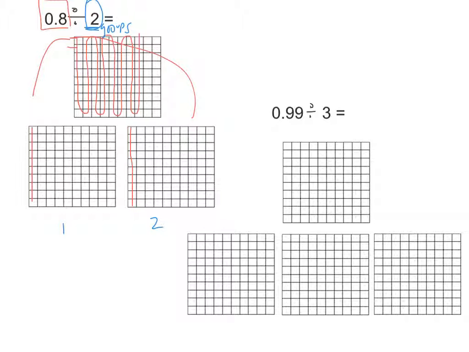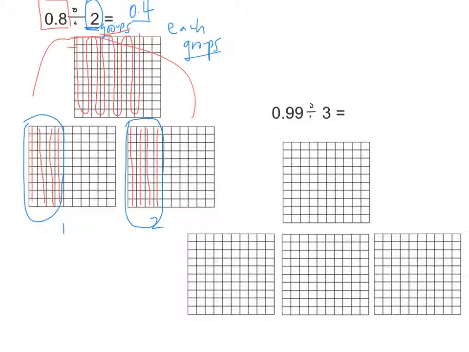So 1/10, 2/10, 3/10, 4/10, 5/10, 6/10, 7/10, 8/10. So I had 2 groups, and now my answer is how many were in each of my groups. So if I look at group 1, there are 4/10 shaded, and the same in group 2. So each group got 4/10.